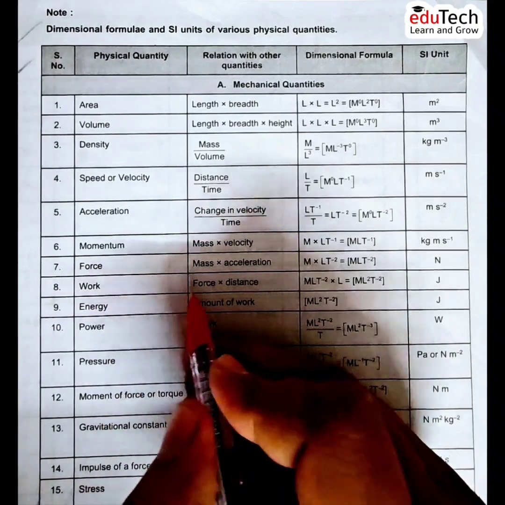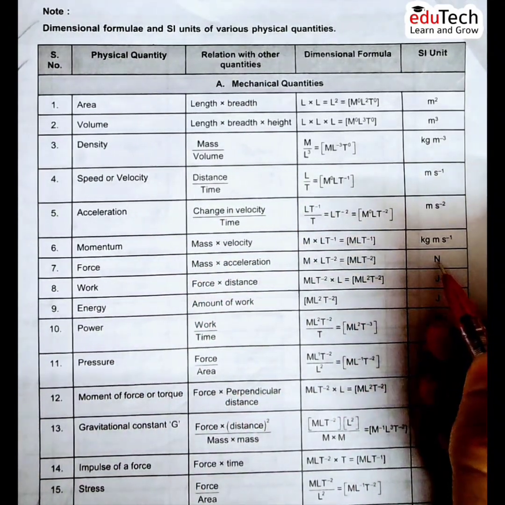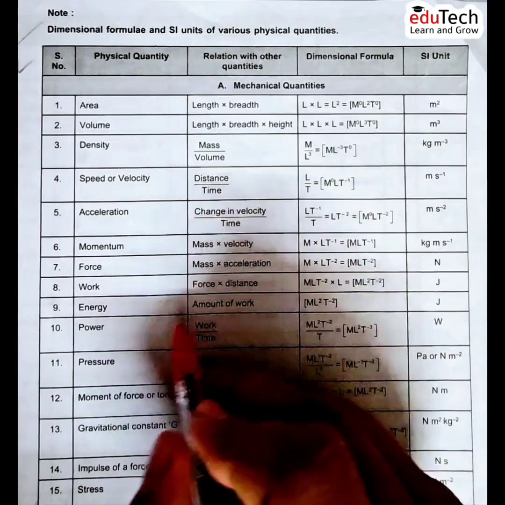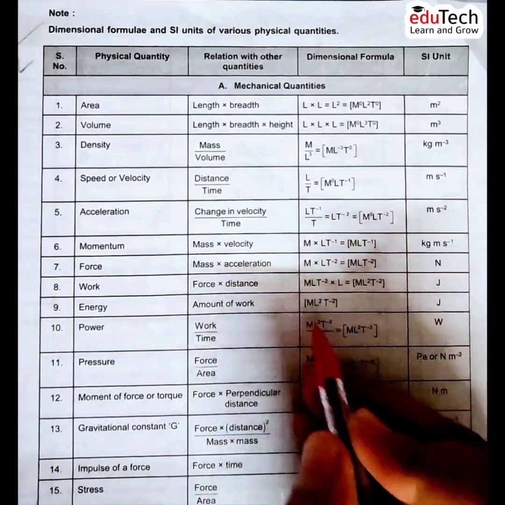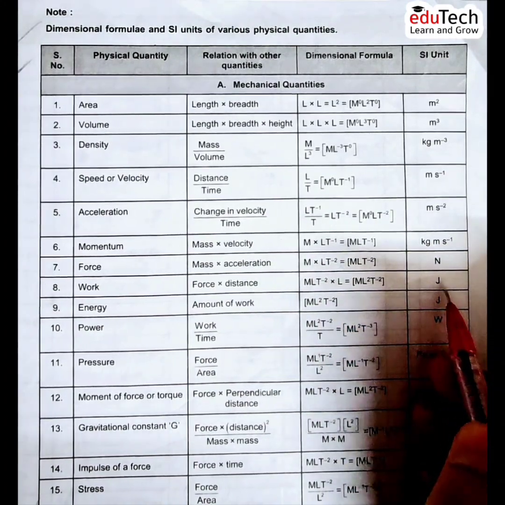Seventh is force. Formula is mass into acceleration and dimensional formula is M L T power minus 2 and SI unit is Newton. Eighth is work. Formula is force into distance and dimensional formula M L square T power minus 2 and SI unit is joule.